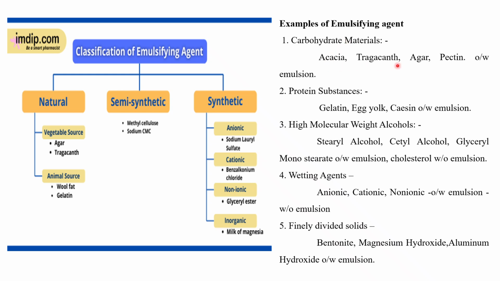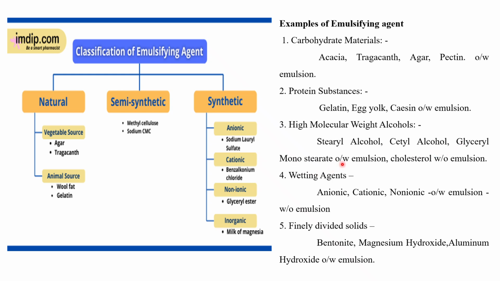The natural emulsifying agents like agar, acacia, tragacanth are carbohydrate materials, and these are used to prepare oil in water emulsions. If we are using proteins as emulsifying agents, we will also prepare oil in water emulsions. Some examples are gelatin, egg yolk, casein, etc. And some high molecular weight alcohols are also used as emulsifiers. Examples are stearyl alcohol, cetyl alcohol, glyceryl monostearate.